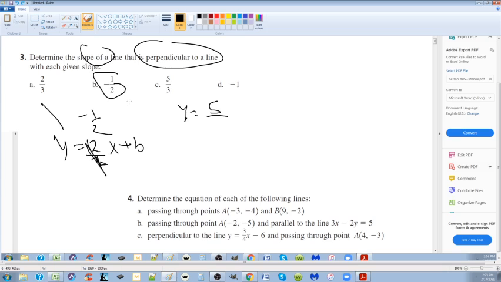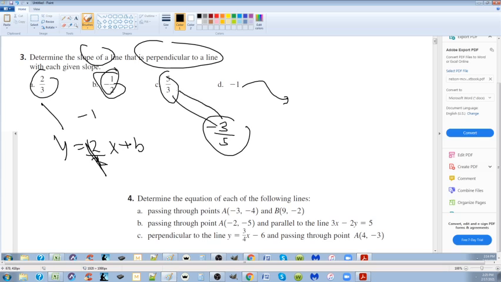But all they're asking for is the slope. So all parallel lines have the same slope. All perpendicular slopes have the reciprocal with a changed sign. So the perpendicular slope of this one would be -3 over 5. This is perpendicular to that, but a parallel one is 5 over 3.